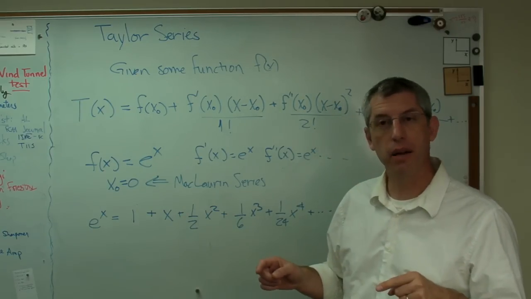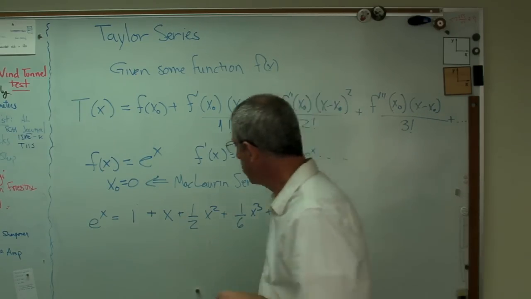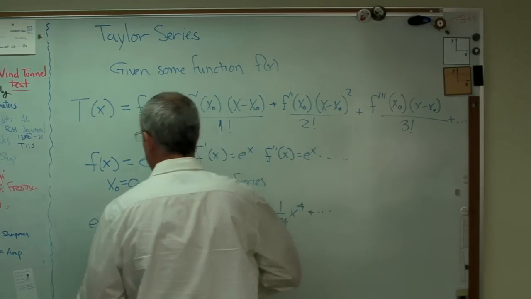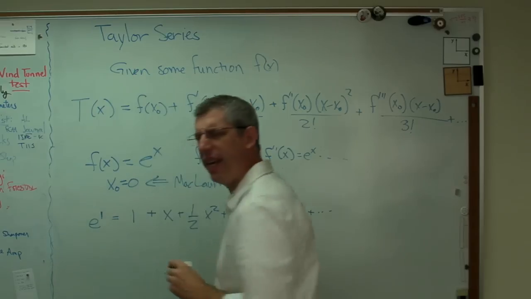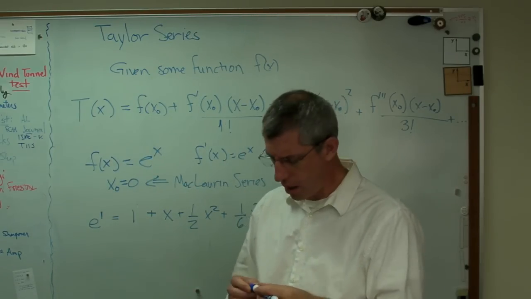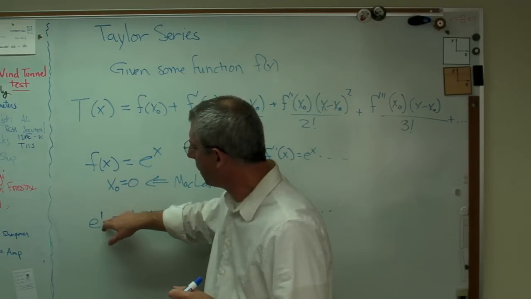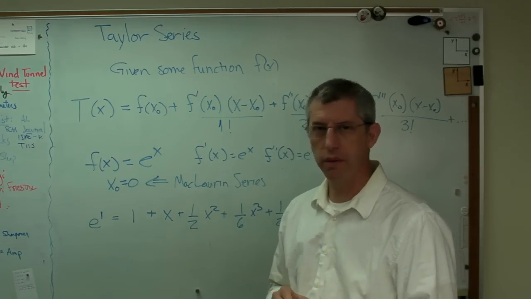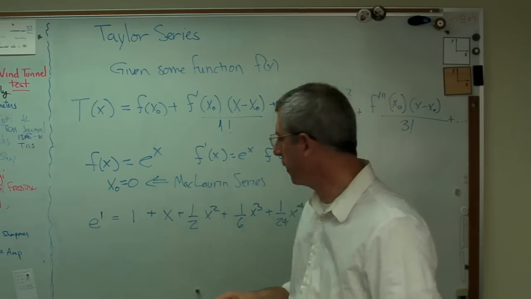And I'm almost out of time here, so let me do one more thing. Let's say I want this x to be 1. Okay, e is an interesting number. It's got all kinds of properties. You can go look it up. But it's irrational. It goes on forever. It's 2.7182 something or other.